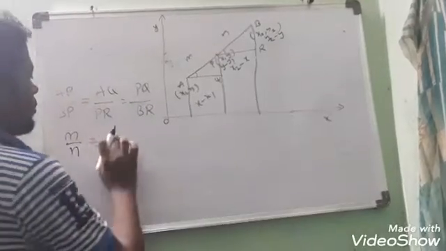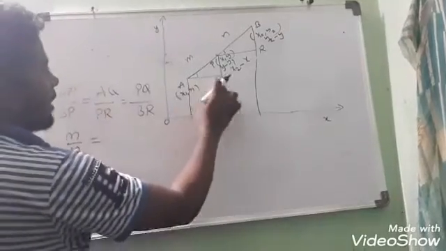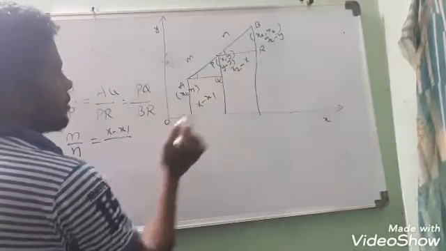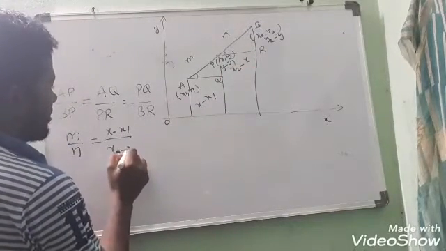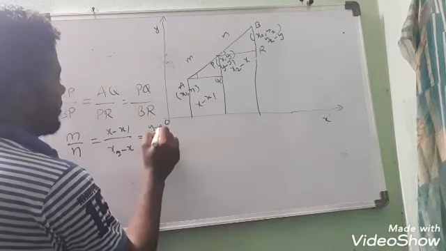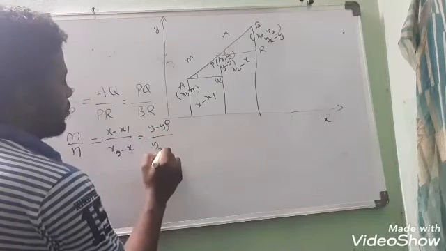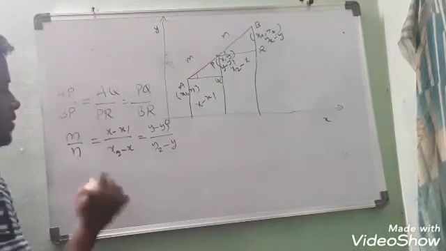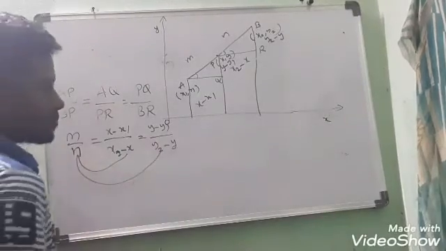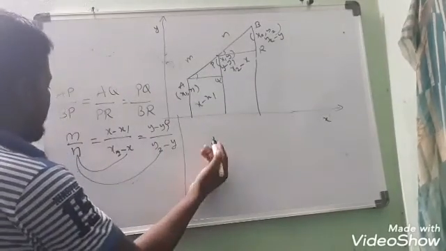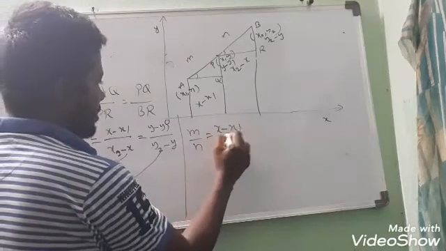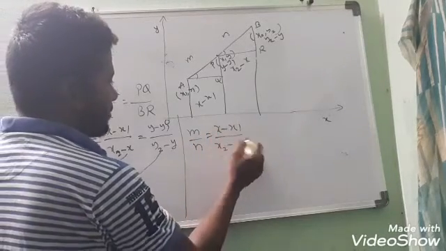Now, what is AQ here? AQ is x minus x1 by, what is PR? x2 minus x. What is PQ? PQ is y minus y1 by y2 minus y. So let's solve. First we will solve this, and next we will solve this. Look at here. So we have m by n is equal to x minus x1 by x2 minus x.